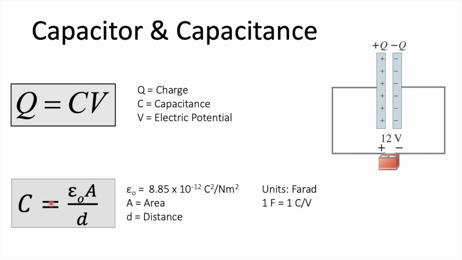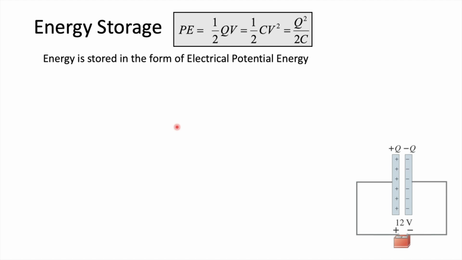And 1 farad, from here, you can say 1 coulomb per volt. Okay. And we can store energy in the capacitor, or by storing charges, we are automatically giving the electric energy, potential energy. We are storing electric potential in these two plates.